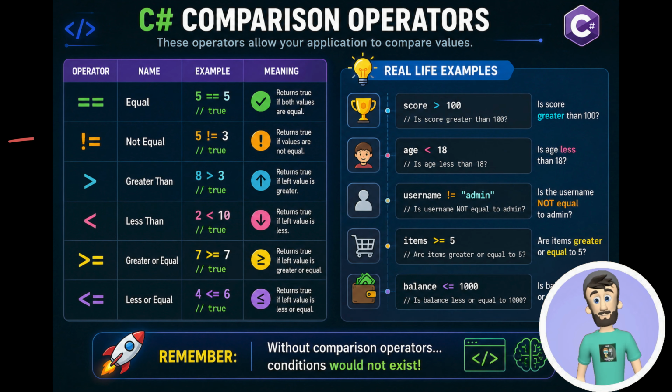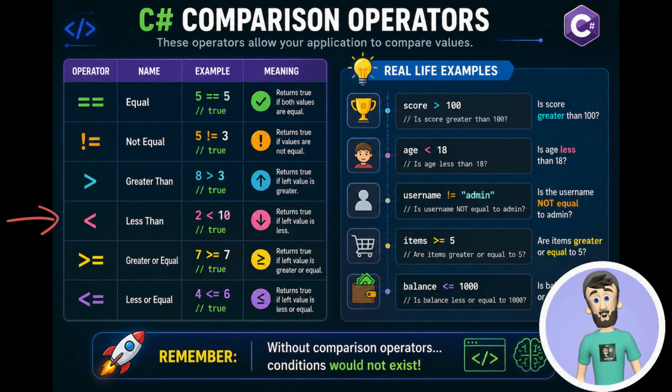Next, not equal. This means not equal to. So if we write username not equal admin, the condition becomes true for everybody except admin. Super useful for blocking users, checking permissions, or validating data. Next, greater than. This checks if one value is bigger than another. For example, is the score greater than 100? If yes, unlock the next level. This is used everywhere in games and applications. Now the opposite. Less than. For example, is the player health less than 10? If yes, show a warning message.